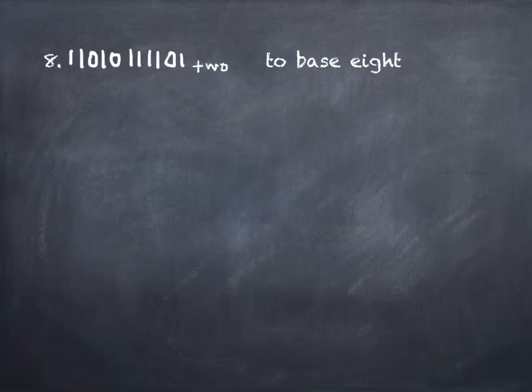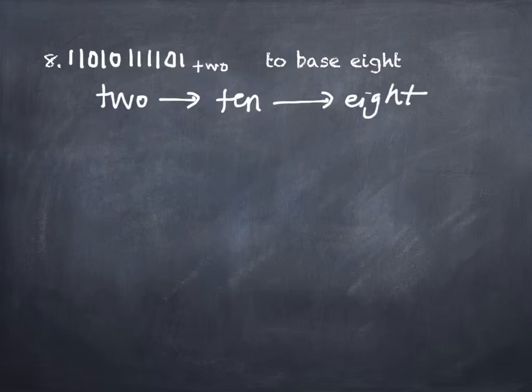The nice thing about base 2 is that base 2 has only 1's and 0's. So the multiplication component with base 2 is really nice. So I'm taking from base 2 into base 10, back into 8. How do I go from 2 to 10? I multiply. From 10 to 8, I divide.